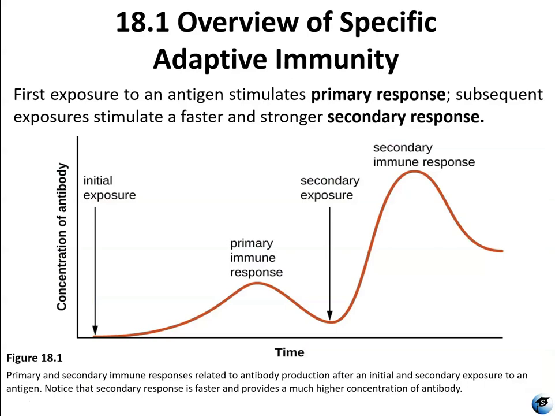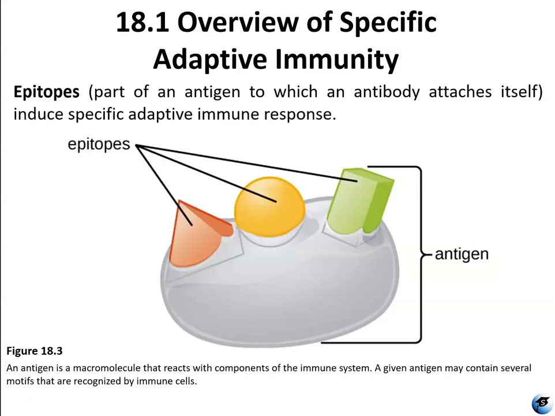First exposure to an antigen stimulates the primary response, and subsequent exposure stimulates a faster and stronger secondary response. Notice that the secondary response is much faster and provides a much higher concentration of antibody. Epitopes are part of an antigen to which an antibody attaches itself. Epitopes induce specific adaptive immune responses. So that's what these guys here are, epitopes. This entire thing is the antigen.